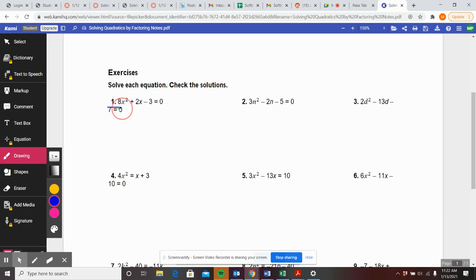Don't pay attention to this 7 equals 0. It came from this. It should be 7 equals 0 over here, but it accidentally dropped. Okay, so just mark it off. We're not even going to do that one anyways.